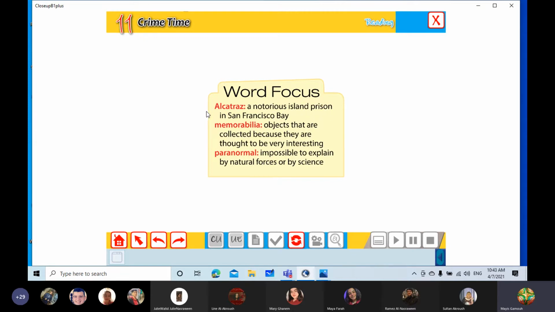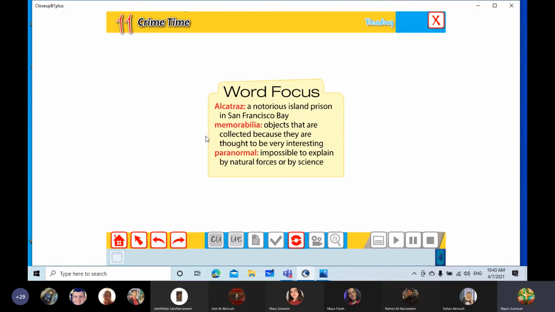A prison. Where is Alcatraz? Where is it located? In San Francisco Bay. Yes, in San Francisco Bay. And where is it? Yeah, Lynn. It's in California. In what state? And in what country? In the US, in the United States. Thank you, dear. Let's go to word number 2.